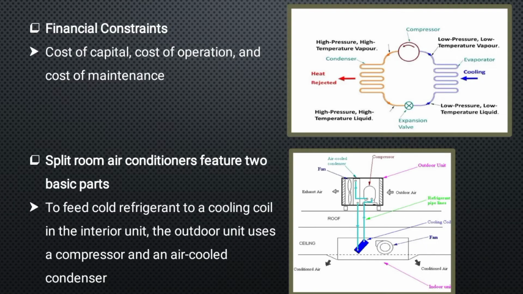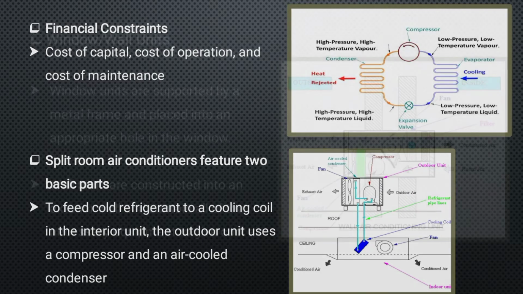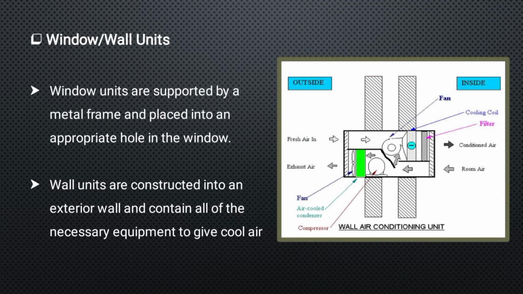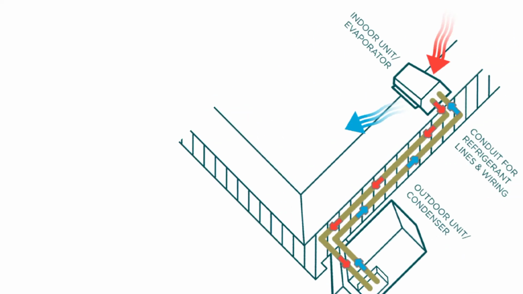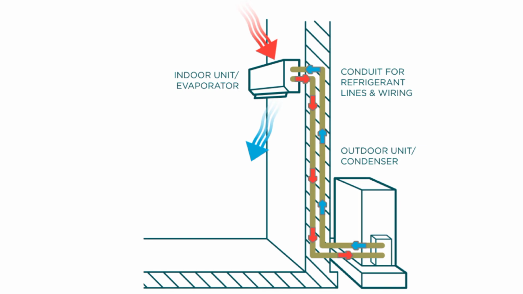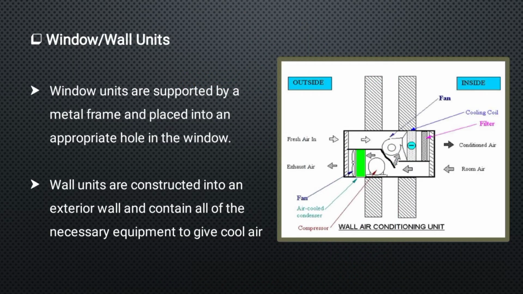Room air conditioning units fall into two main categories: the split units having an indoor and outdoor unit, and the window and wall units with an evaporator on the inside and a condenser on the outside. The split room air conditioners feed cold refrigerant to a cooling coil in the interior unit. The outdoor unit uses a compressor and an air-cooled condenser. Window or wall units are supported by a metal frame and placed into a suitable hole in the window, or are constructed into an exterior wall, and contain all the necessary equipment to give cool air.